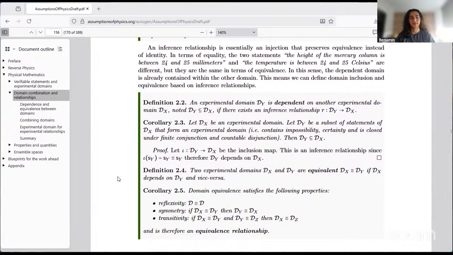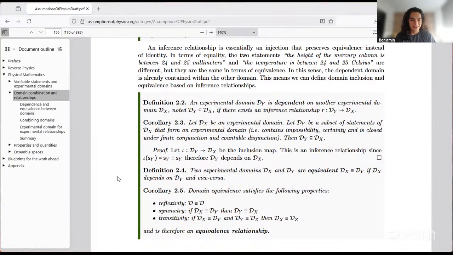So we have a new definition. An experimental domain d_y is dependent on another experimental domain d_x, denoted d_y as a subset of d_x, if there exists an inference relationship R mapping d_y into d_x.